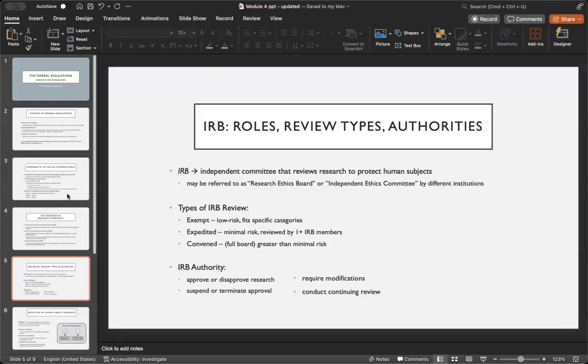And IRBs have the authority to approve or disapprove research, to require modifications, to conduct continuing reviews, as well as to suspend or terminate approvals.